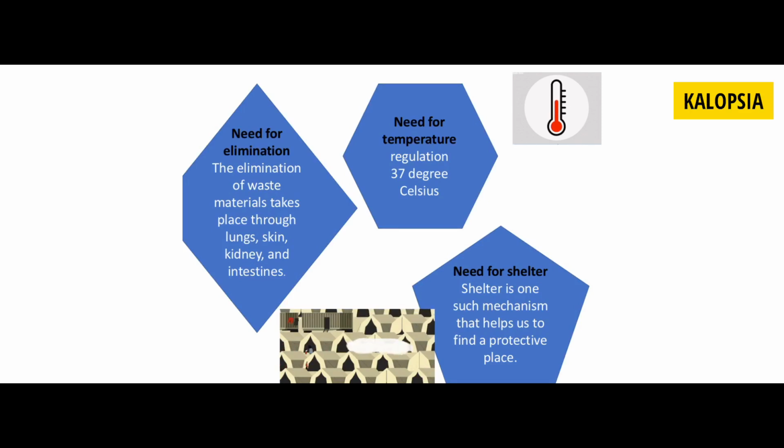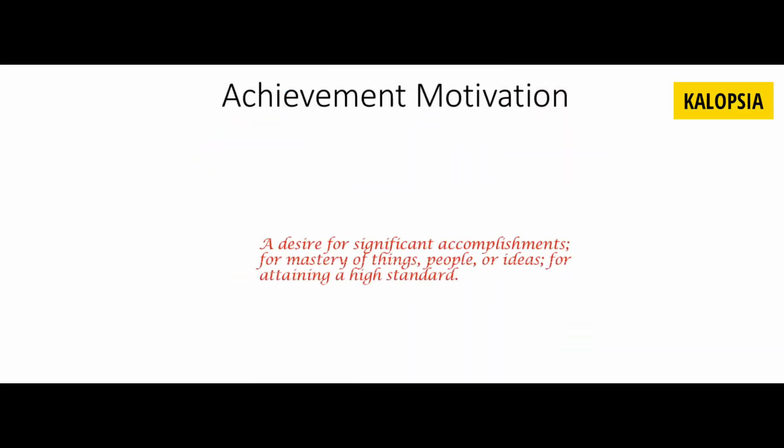Then the third one is need for elimination. The elimination of waste materials takes place through lungs, skin, kidney and intestines. So these are the 7 primary motives. Now let's see the secondary motives, or learned motives, or psychosocial motives. The first one in secondary motives is achievement motivation.